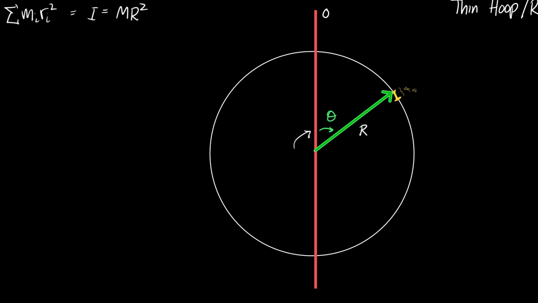So our arc length is, what the hell was that? It's basically r times a small change in theta. So r times d theta should give us our arc length.